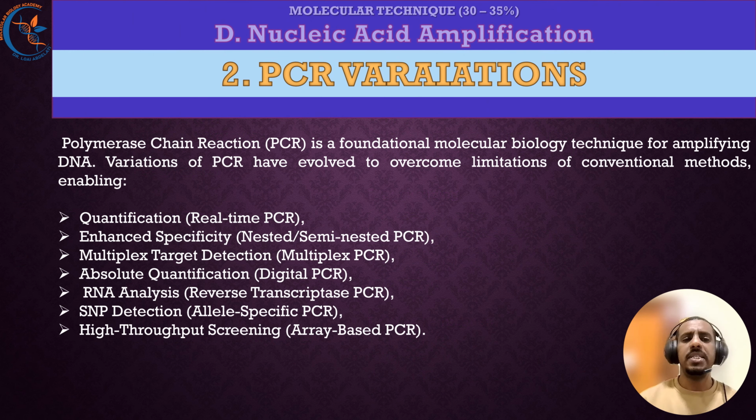As we know, PCR or polymerase chain reaction is one of the most essential tools in molecular biology. It is what we use to amplify DNA. Over time, scientists have developed different variations of PCR to make it even more powerful. For example, real-time PCR allows us to actually quantify the DNA as it is being amplified. Nested and semi-nested PCR improve specificity, helping us get more accurate results.